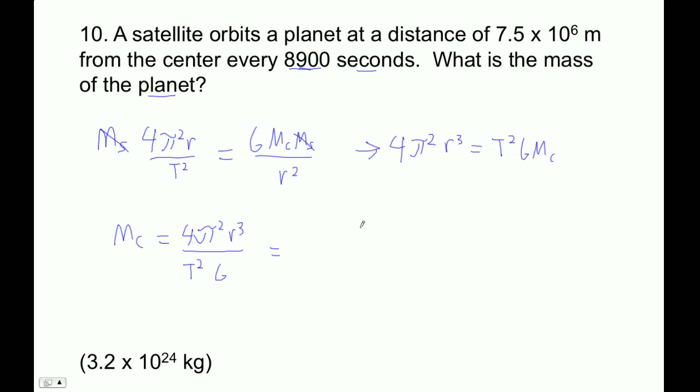All right. And then when you're doing this in your calculator, be careful. This denominator, you need to put parentheses around it. Or you need to use the fraction function on your calculator that lets you make it look like this.